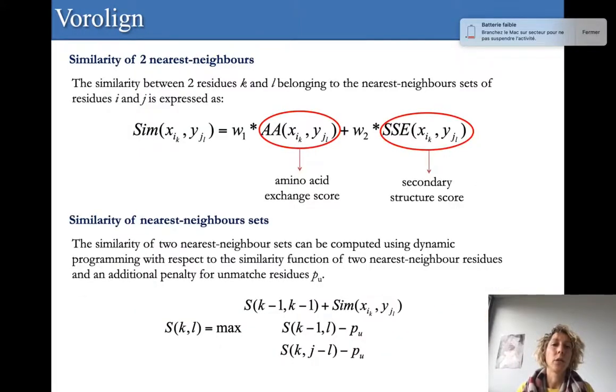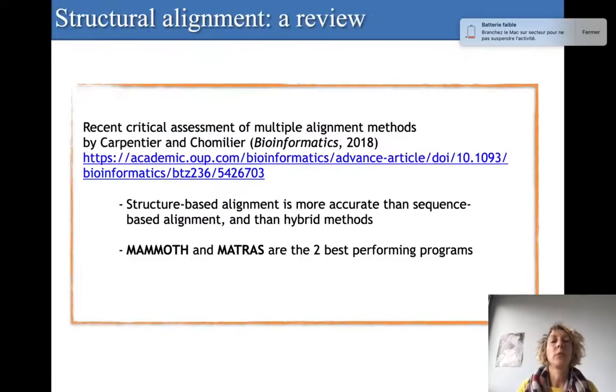Okay, so here are the scores. There is also some secondary structure score to improve the alignment. You tend to favor secondary structures that are the same to be aligned. So here I give you some reference which is quite recent and which compares sequence alignment and structural alignments. And what they show is that structure-based alignment is generally more accurate than sequence-based alignment, and then hybrid methods. So that's interesting. And the two best performing programs are Mammoth and Matras.